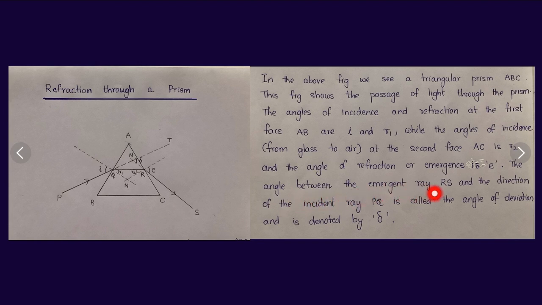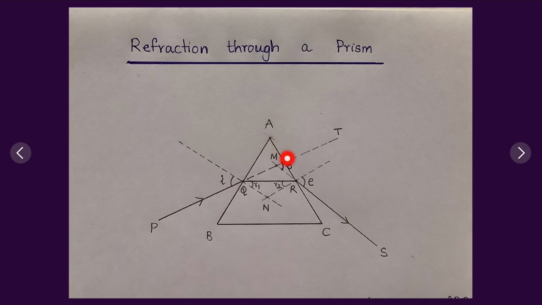The angle between the emergent ray RS and the direction of the incident ray PQ is called the angle of deviation and it is denoted by delta. What is this angle of deviation? Suppose this prism is not present, the ray would have gone straight along PQ and along T. But because of this prism, the ray suffers two refractions, first at AB and second at AC, and comes along the path RS.